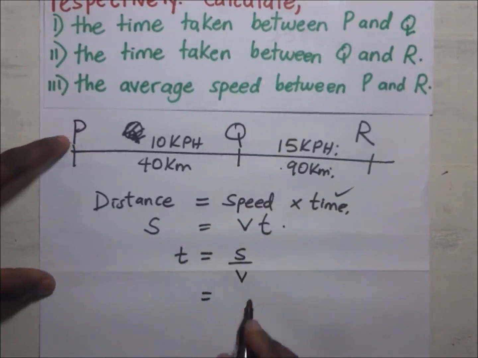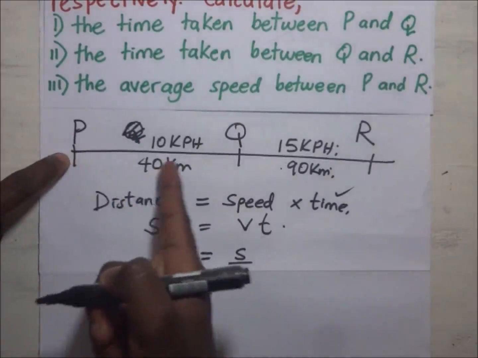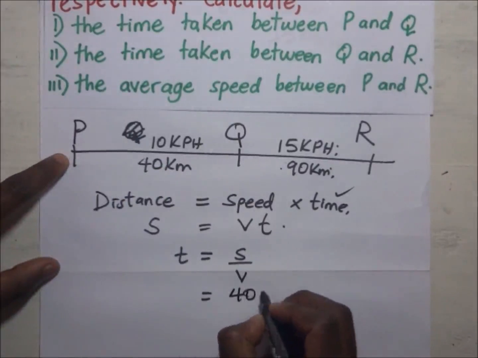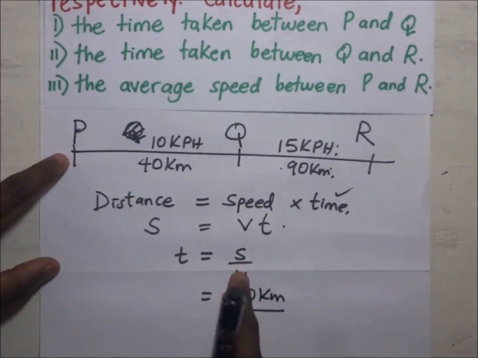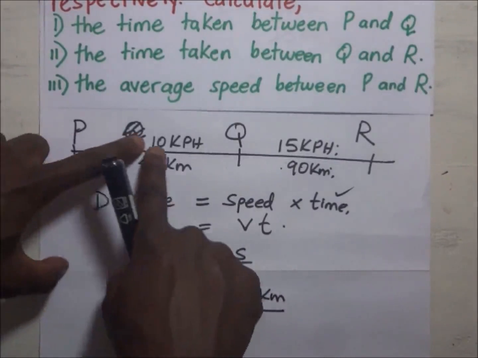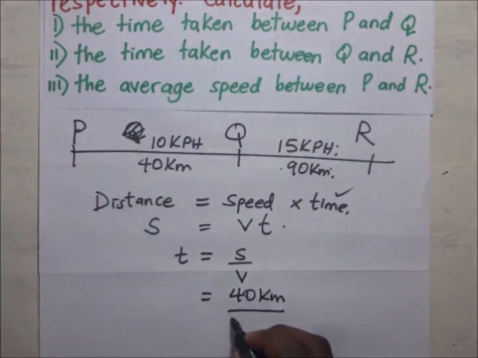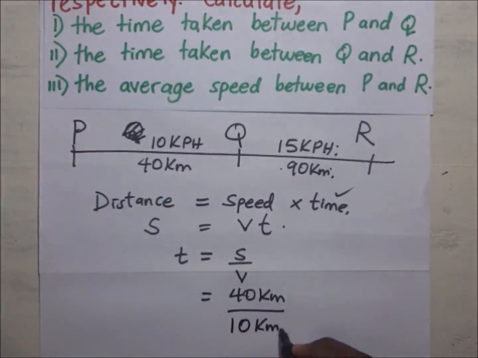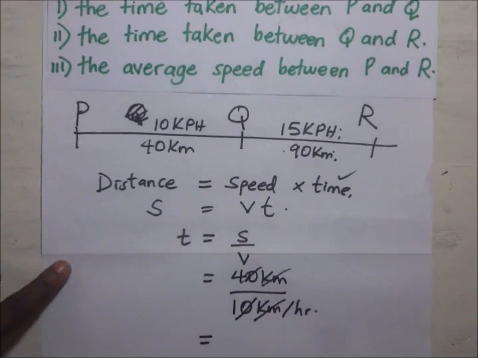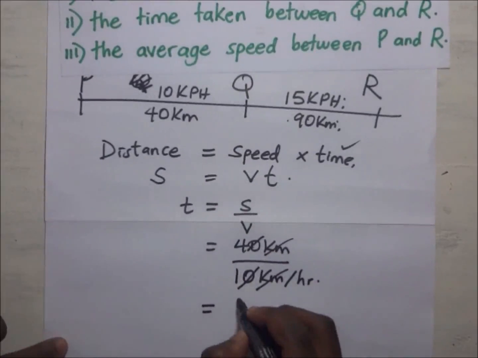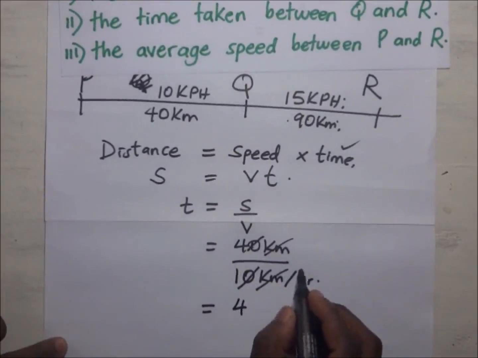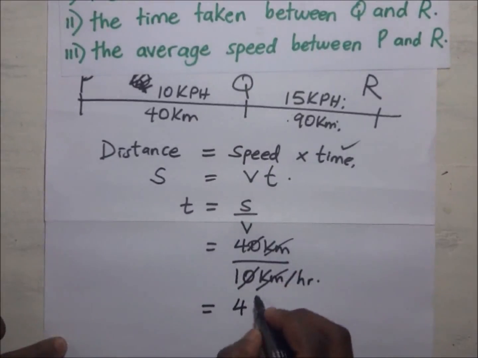Our distance between P and Q is 40 kilometers, divided by the speed, which is 10 kilometers per hour. Of course, the kilometers cancel, and the 0 goes with that 0. You remain with your answer as 4. This is hour per hour, the hour comes up, so it becomes 4 hours.